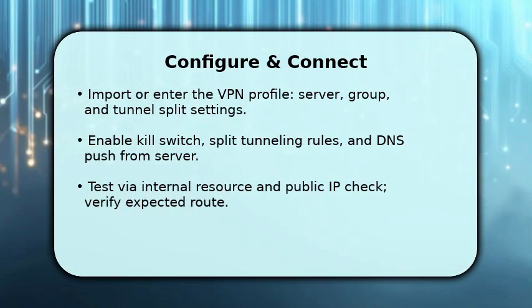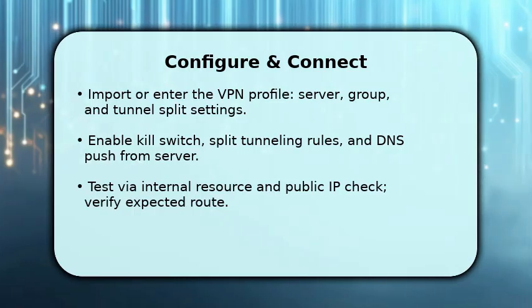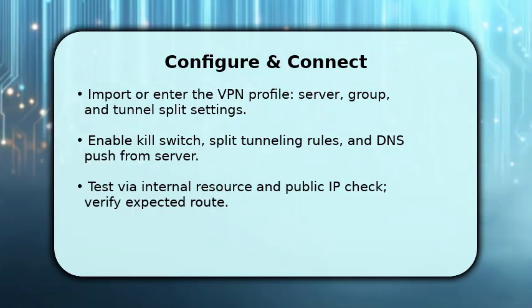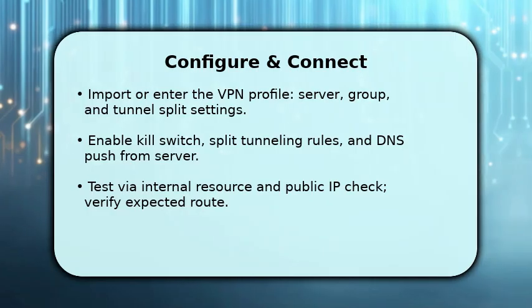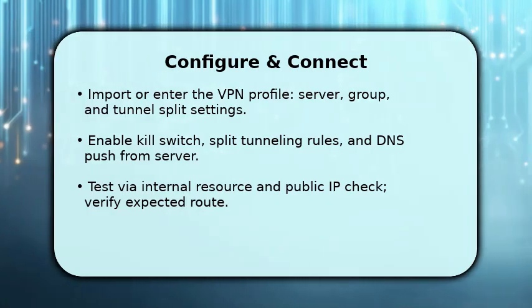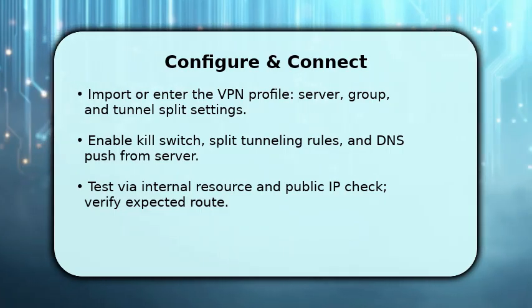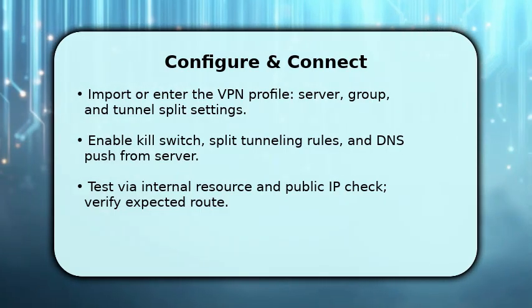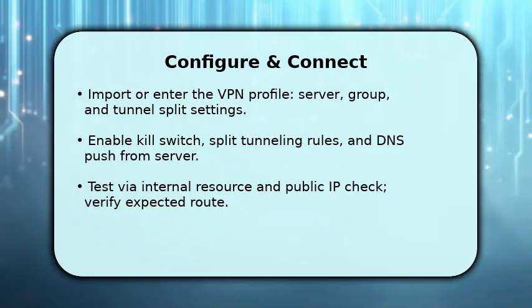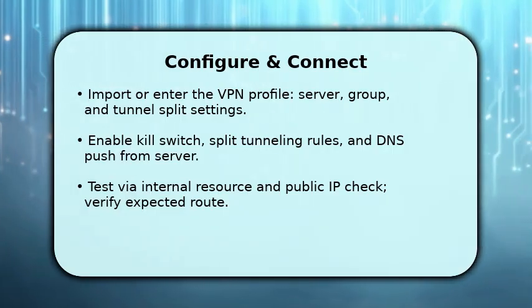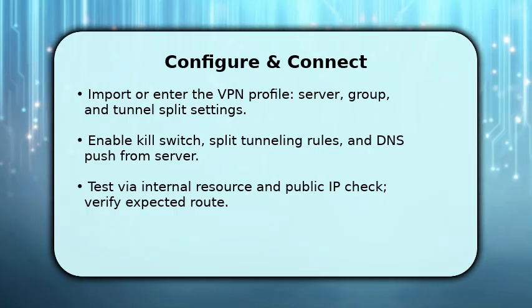Now configure the client precisely. Import the company profile or paste server address, group, and tunnel options. Set the kill switch to block traffic if the VPN drops and enable split tunneling as instructed so corporate traffic goes through the tunnel while personal traffic uses your local ISP. Make sure DNS is pushed from the server to prevent leaks.